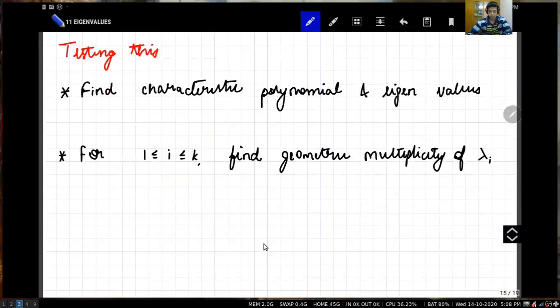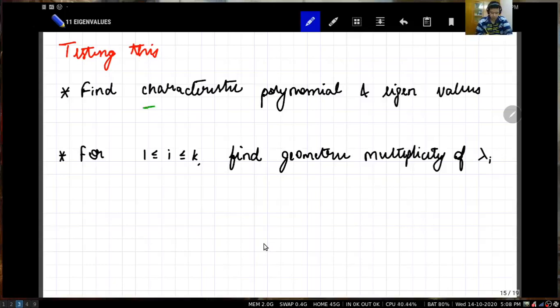So to work with these examples, we need an algorithm, and the algorithm is basically what is given by this particular result. So what do we have to do? We have to find the characteristic polynomial and the eigenvalues. So we have a general characteristic polynomial, and firstly you have to find the roots of the polynomial, right?